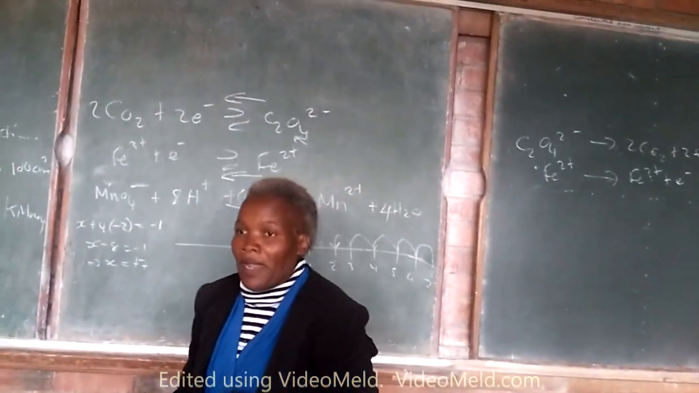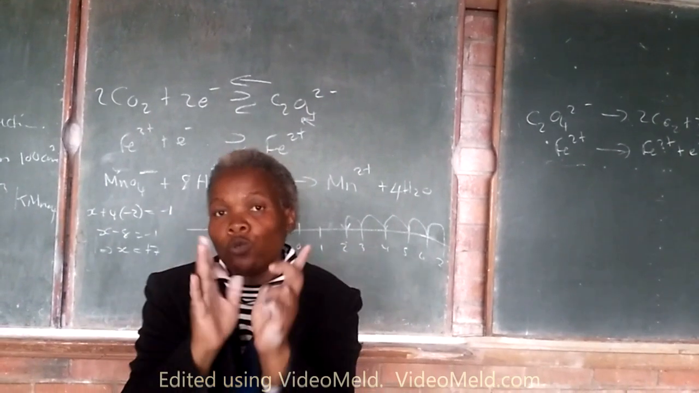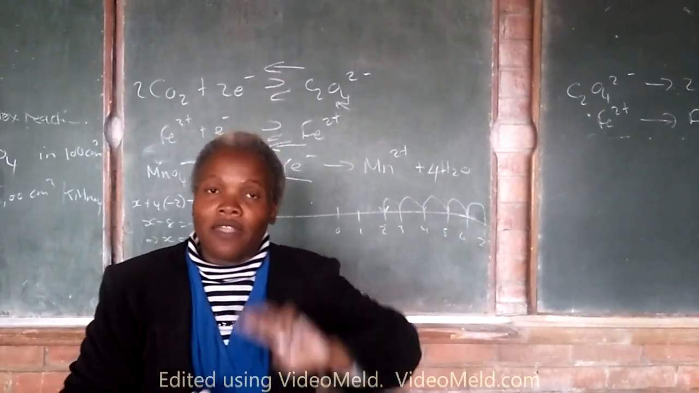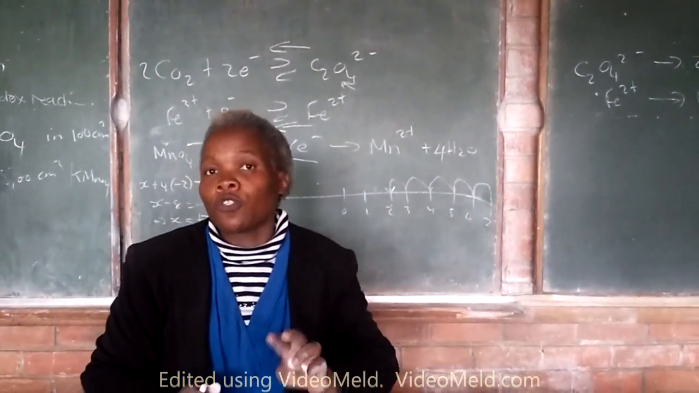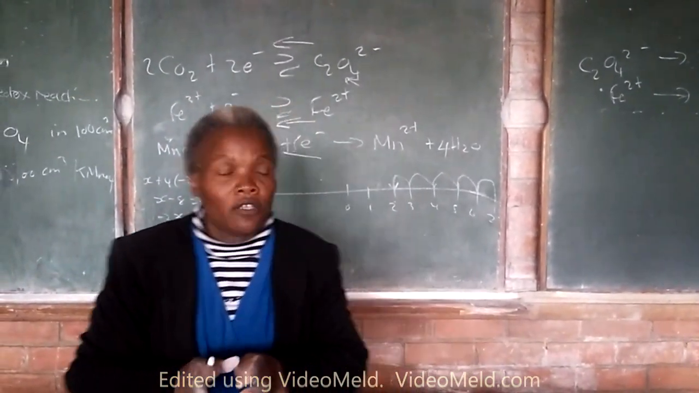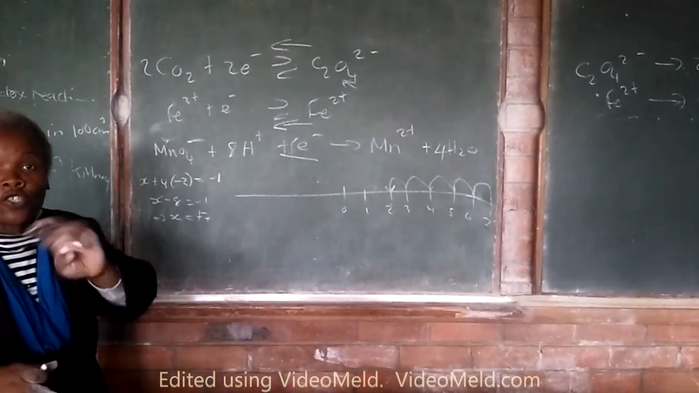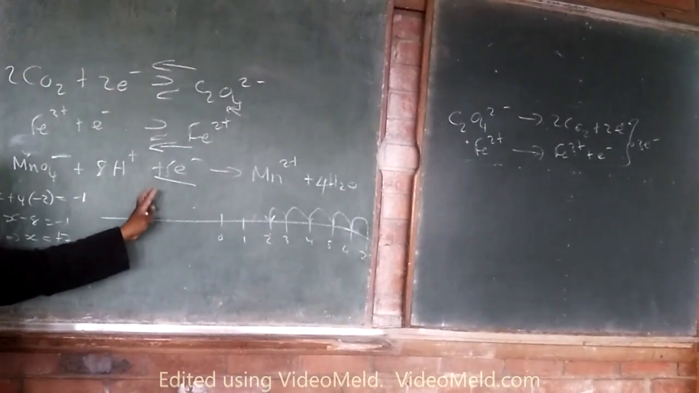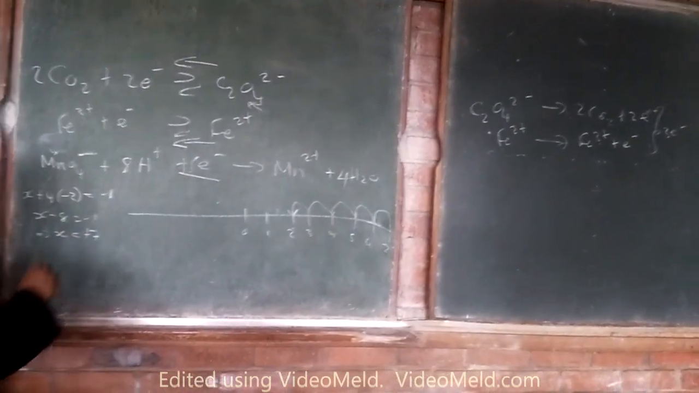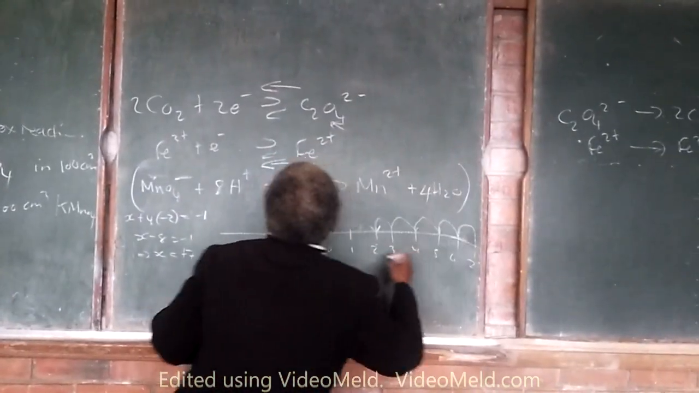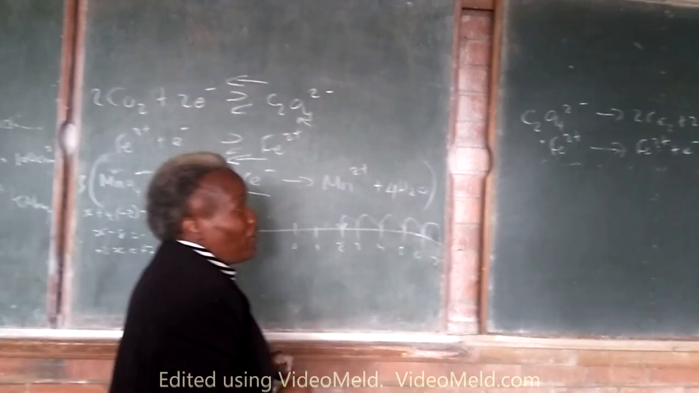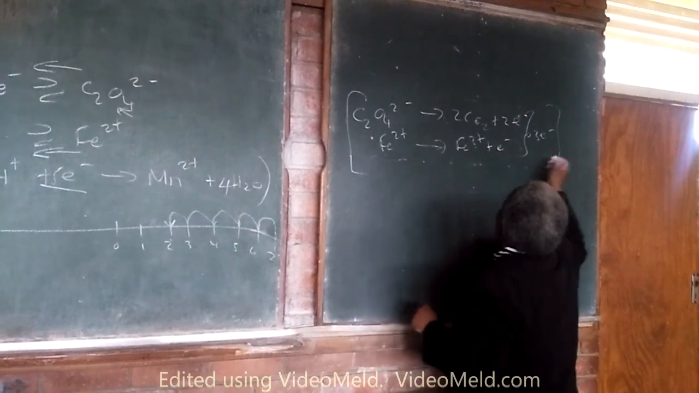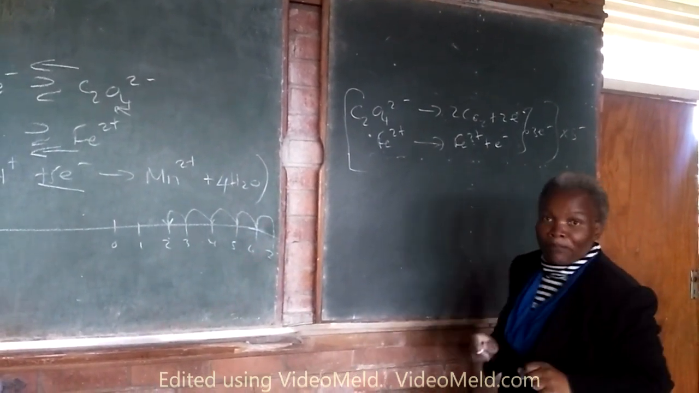So we need to balance. When you are combining the two half equations, you must balance them in terms of electrons. The electrons produced should be equal to the electrons consumed. So we find the lowest common multiple of 5 and 3, which is 15. How many 5s are in 15? So this one we multiply by 3. And how many 3s are there in 15? In this whole system, we multiply by 5.